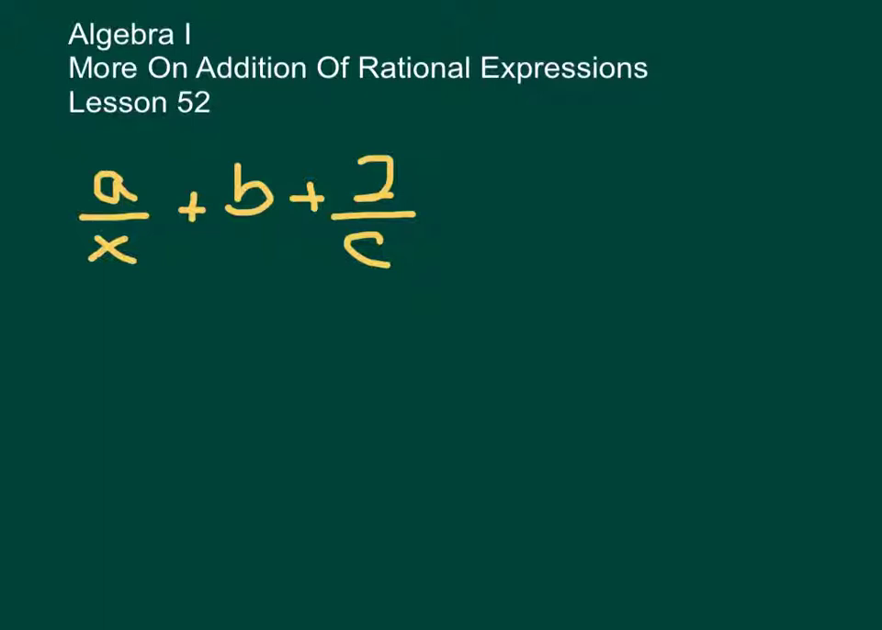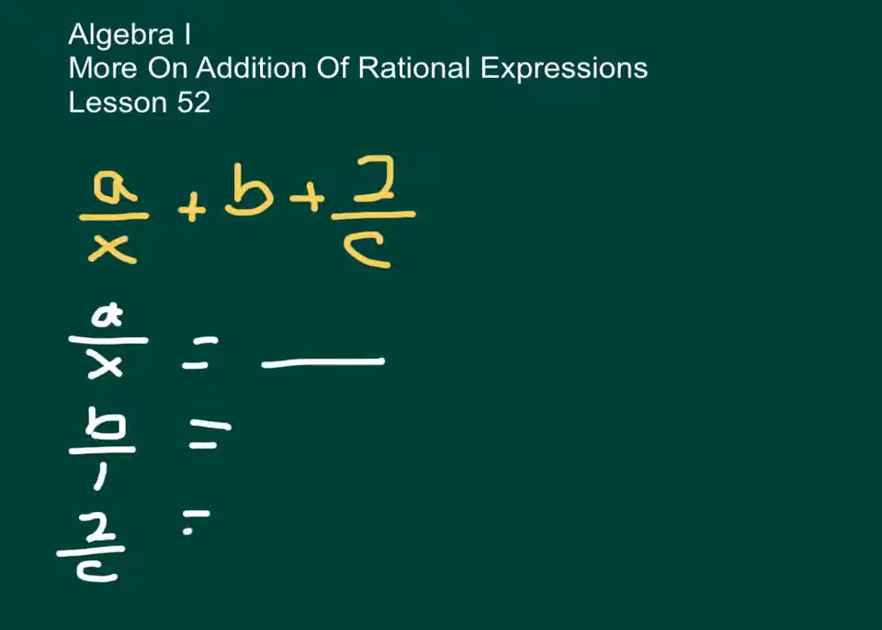And really, in two of them, I have fractions. A over x is a fraction and 2 over c is a fraction. So we consider this to be rational expressions. When we're talking about rational expressions, we're just dealing with fractions more or less. Now, to do this type of example, we lined it up vertically. I can think of b as b over 1.